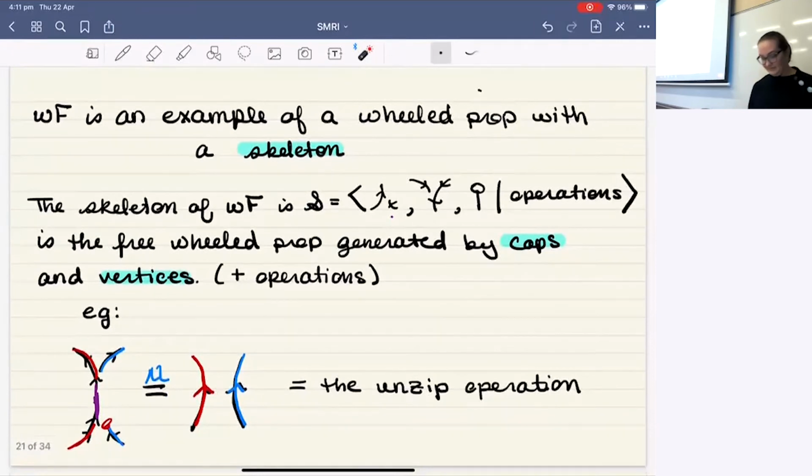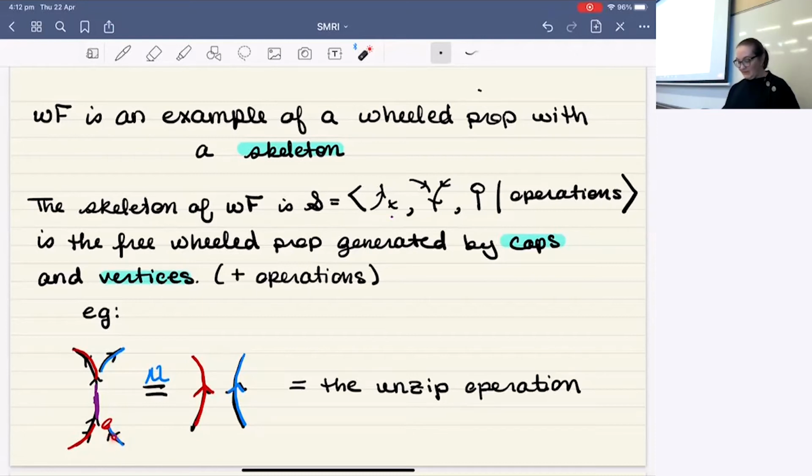And we'll use that. So this is an example of a wheeled prop with a skeleton, or a circuit algebra with a skeleton, whichever one you'd like. What we're saying is that there are some free parts to the construction. And this free part is going to be the freely generated object by vertices and caps. So these weird singular surfaces, plus some operations. I haven't really talked about operations because they're quite annoying. They're not annoying. They're sort of outside of the structure, kind of like having an inner product on your vector space. It's a little extra structure.